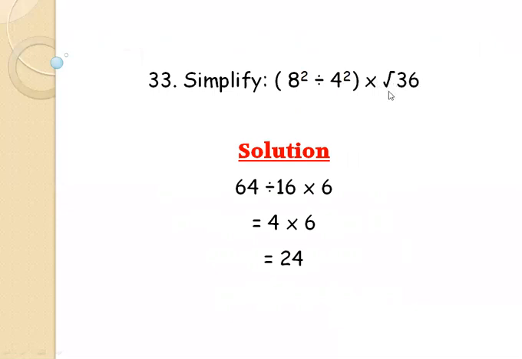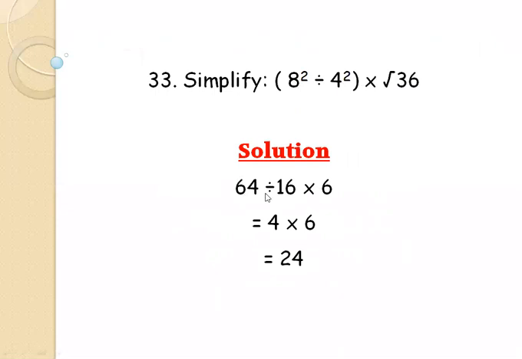The next question says, simplify 8 squared divided by 4 squared multiplied by square root of 36. So let's pick it one by one. What is 8 squared? 8 squared is 8 times 8, 64. What is 4 squared? 4 times 4, 16. And what is the square root of 36? Which two numbers will I multiply together to give me 36? That is 6, because 6 times 6 is 36.